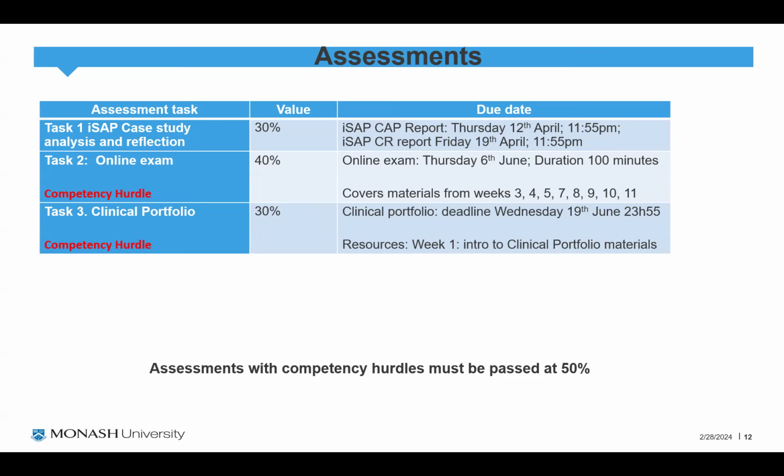And then the clinical portfolio, that is the last assessment, and the deadline is the 19th of June, which is the final week of the university's formal assessment period. And then for the online exam and the clinical portfolio, because they are competency hurdles, you need to pass them at a minimum of 50%. So if you don't pass it the first time, you'll get a second opportunity to do that, but I'm quite confident you should be fine.